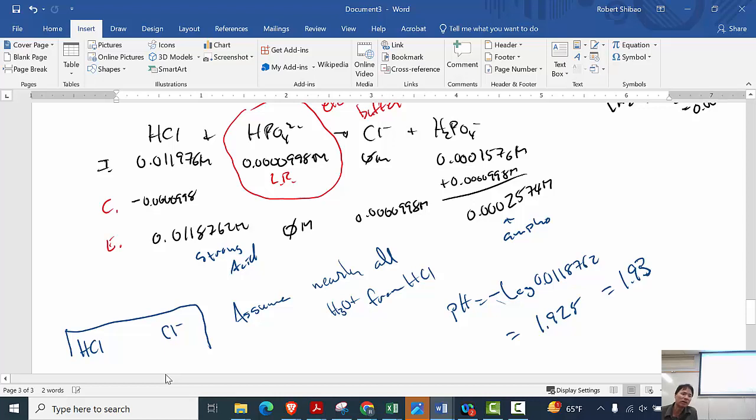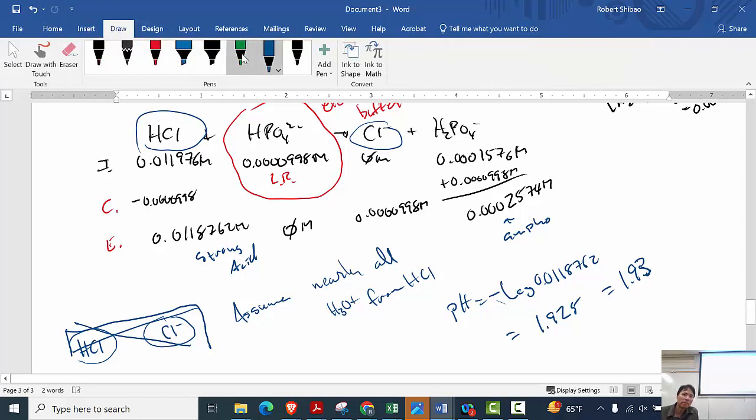The buffer has to be versatile in the sense that we're going to have an acid component that will neutralize added base, and we'll have a base component that will neutralize added acid. So this one's great for added base, but it won't do anything for added acid. And so this is not a buffer. And so we have HCl and its conjugate base, chloride, but it's not a buffer. We do have a buffer, though.